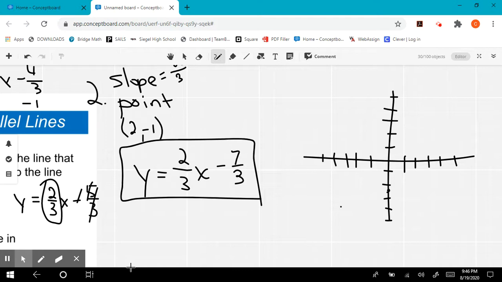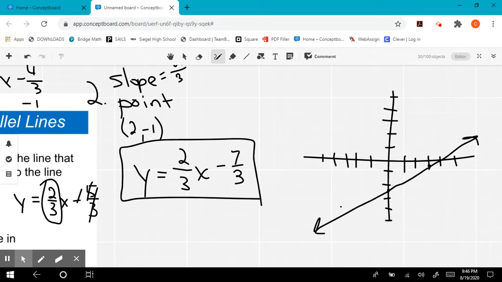It's not 2 tick marks, it's 2 units. So up 2, and then I would go over 1, 2, 3. And this is a very sloppy drawing, but there we go. We have our 2 points, and I can draw my line from there. So that's what that line is going to look like.